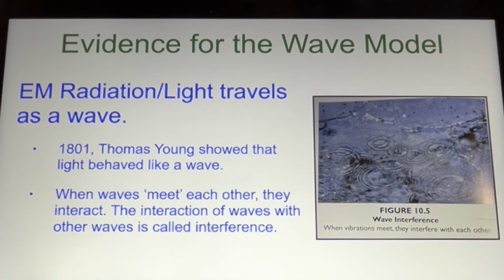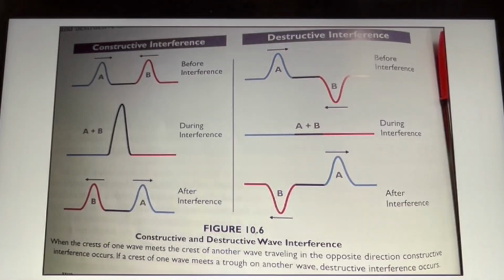When these waves meet each other, they interact. The interaction of waves with other waves is called wave interference. When two waves traveling in opposite directions meet, they pass through each other, which affects their amplitude. How the amplitude is affected depends on the type of interference. There are two types of wave interference. There's constructive and destructive. All right, so let's take a look at this.